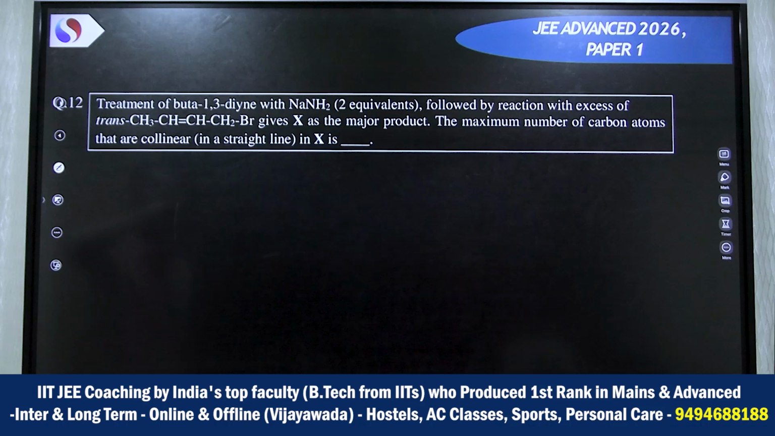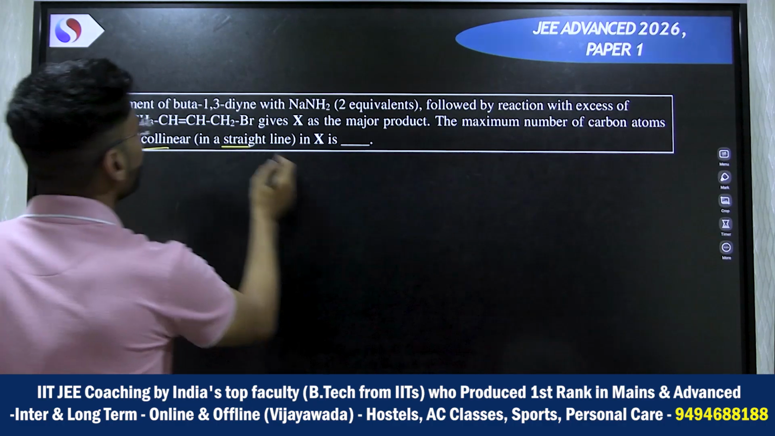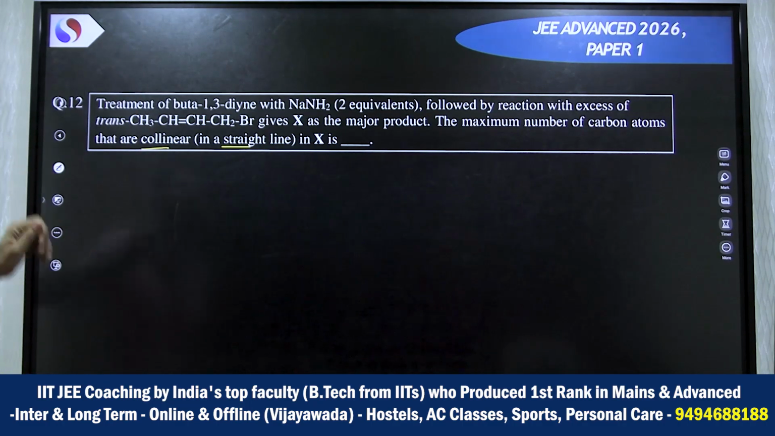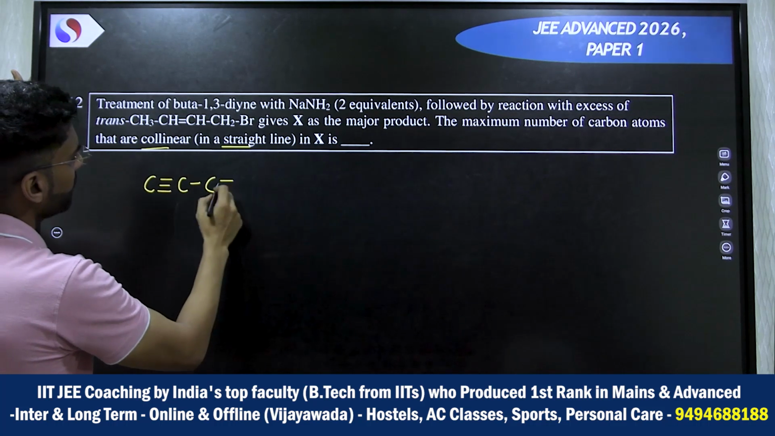Next, the treatment of buta-1,3-diene with sodamide, 2 equivalents, followed by the reaction with an excess of alkyl halide. X is given as the major product. What is the maximum number of carbon atoms that are collinear? Okay, let's see what is given. Buta-1,3-diene: this is carbon 1, 2, 3, single bond, carbon 1, 2, 3.